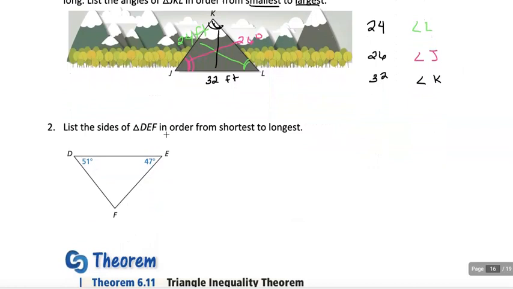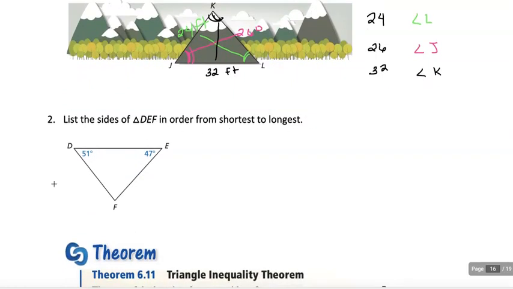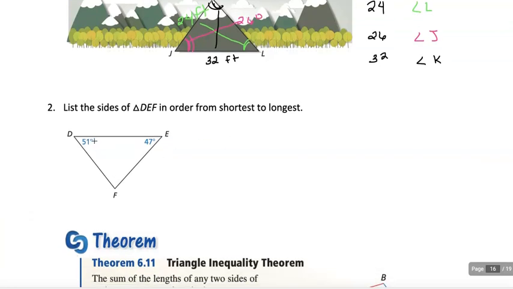List the sides of triangle DEF in order from shortest to longest. Alright, so I got 51, I got 47. You can find this other side if you want, and just remember that all three angles need to add up to 180. So right now you got 51, 47 is 98. So this is going to be about 82 degrees, which is the largest. So from shortest to longest, the shortest side is going to be opposite my smallest angle. So my smallest angle is 47 degrees.